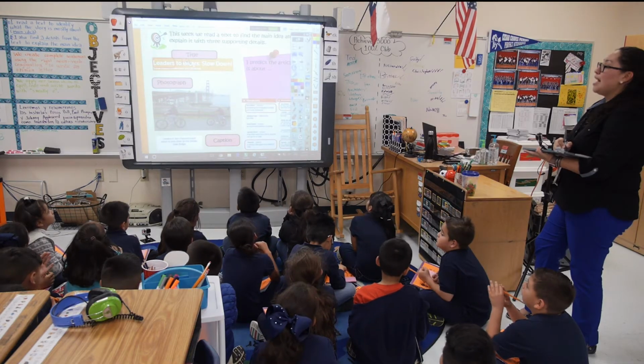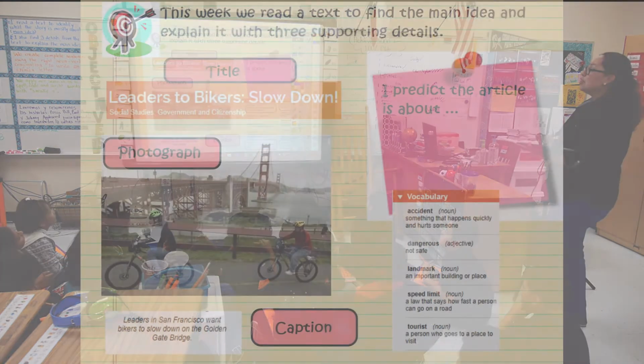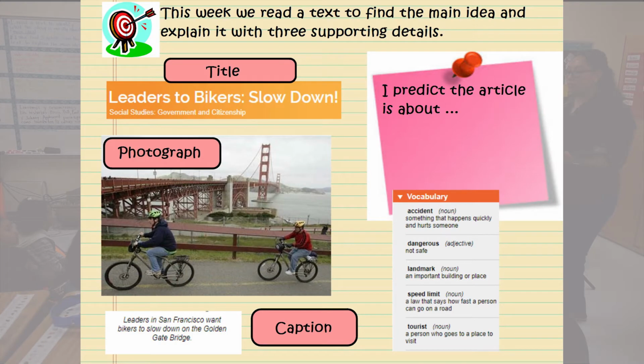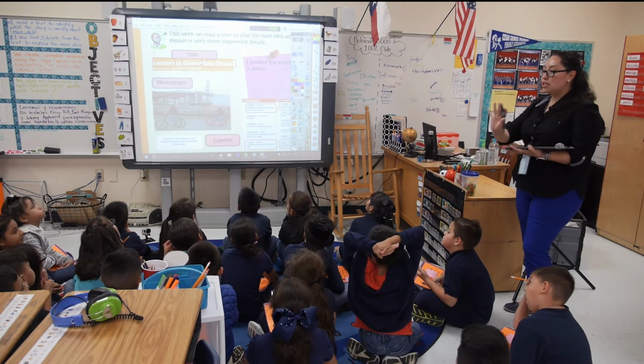Now we already know what bikers are, right? Yes. We have them right here. Now it says leaders to bikers, slow down. Why do you think they are telling them to slow down? Don't tell me yet. Okay, so I want you to pay attention to the words in your vocabulary. Leaders to bikers, slow down.